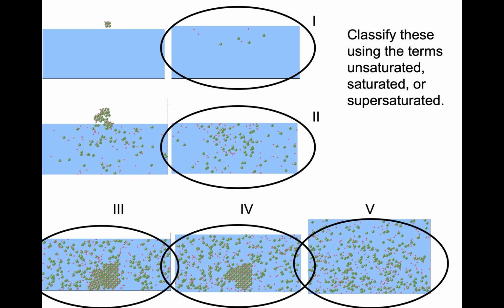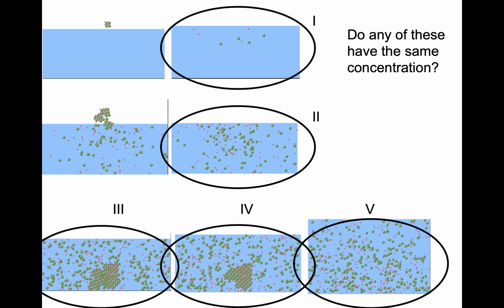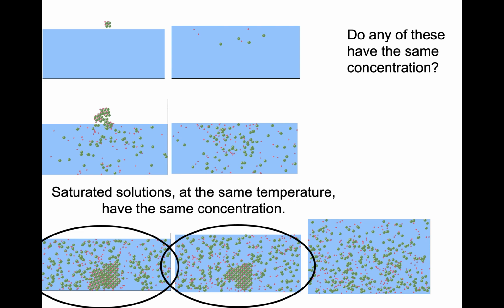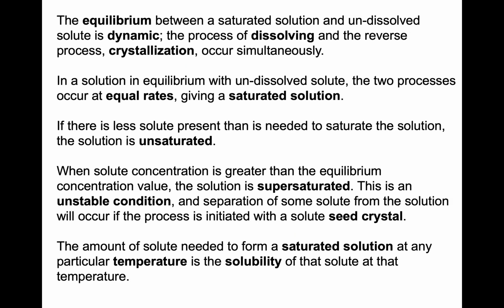Having then as a discussion point, describe these situations as saturated, unsaturated, or supersaturated. How about in which cases do they have the same concentration? Summary of that section. A lot of vocabulary within that. Again, this is, I think, a great example in our first example of looking at a dynamic equilibrium.